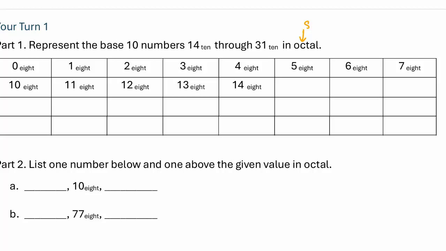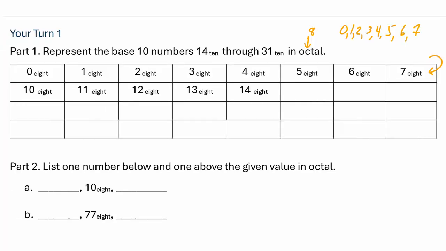Octal's base 8, so we have the digits 0, 1, 2, 3, 4, 5, 6, and 7, which are represented in this first row. Okay, once we get to 7, we cannot increase that digit. There is no next digit. So we have to roll over to a new place value. We get to 1, 0. And then 1, 1, 1, 2, 1, 3, 1, 4. It's going to go 1, 5, 1, 6, 1, 7.